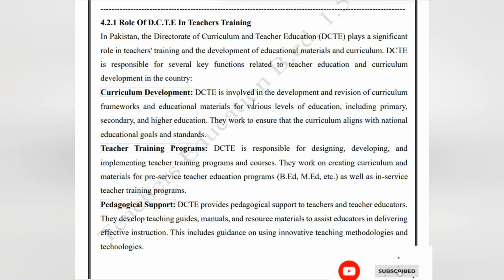Then teacher training programs. DCTE is responsible for designing, developing and implementing teacher training program courses. They work on creating curriculum material for pre-service teacher education programs like B.Ed, M.Ed, and also the diploma in education and ADE, as well as in-service teacher programs.